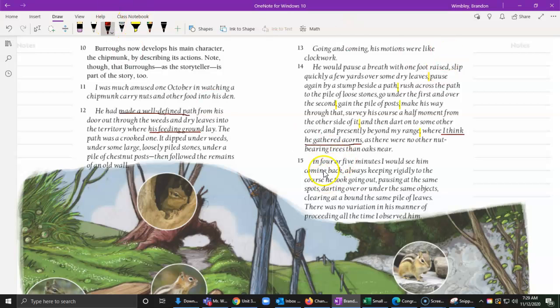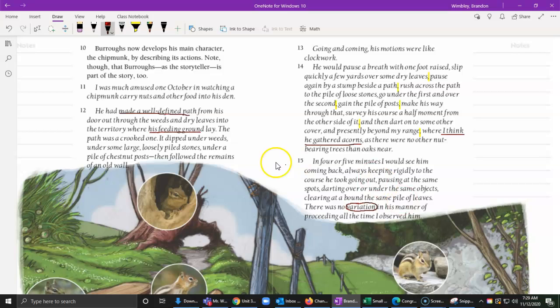Off to paragraph 15. In 4 or 5 minutes, I would see him coming back, always keeping rigidly to the course he took going out. Pause at the same spots, darting over under the same objects, clearing out of bound the same pile of leaves. There's no variation in his manner of proceeding all the time I observed. So this part right here, this word, I'm going to circle, and it's saying there's no variation. That means there's no change in how he proceeded, no change in how he went about his work. He always kind of did that same thing, searching for acorns, darting about.